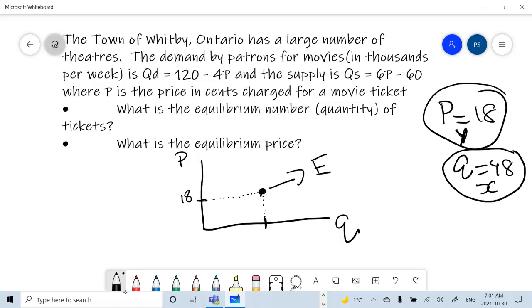I will label that here as EP, equilibrium point. It's a very important point. Let me just put that here, 48. This point indicates that for the price of 18, you get 48 in terms of quantity. That's your optimal point, we can say. The equilibrium point is a very important point.